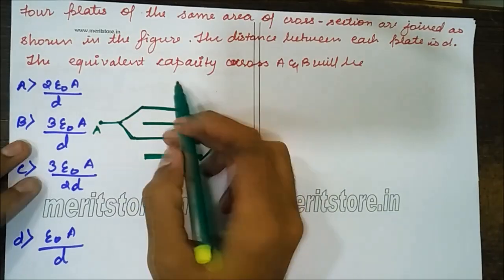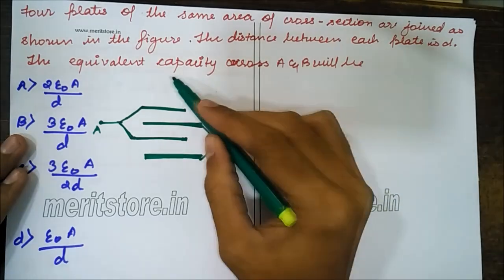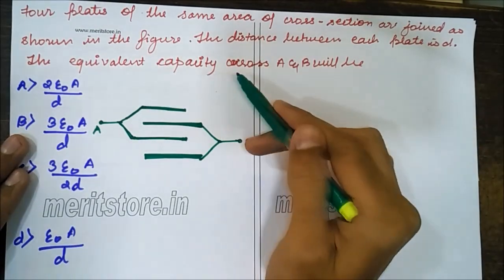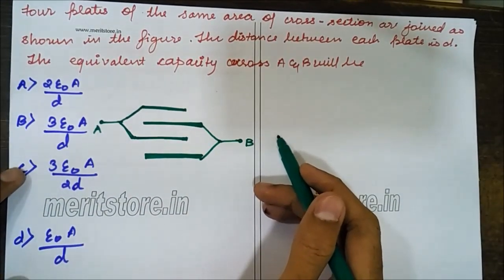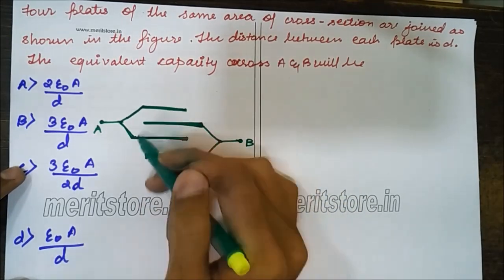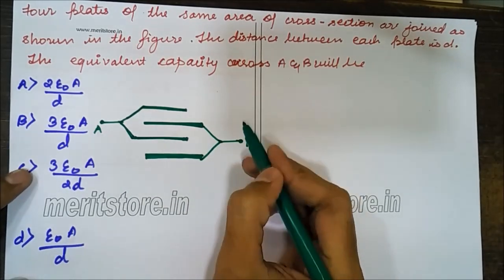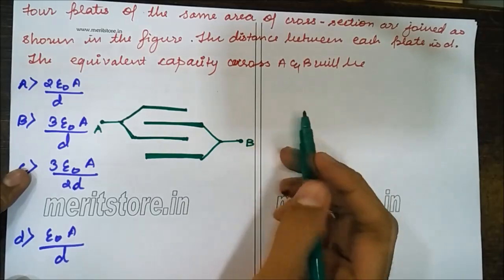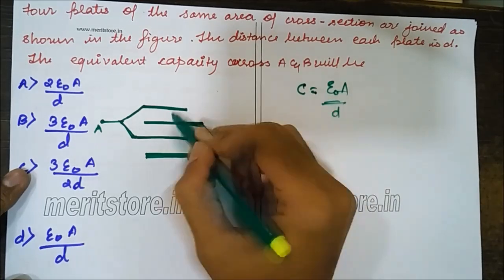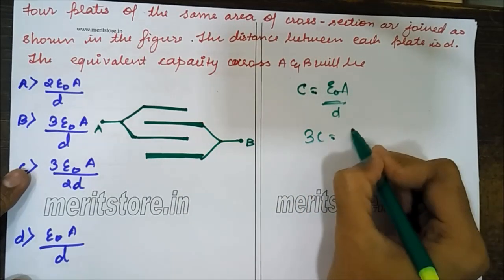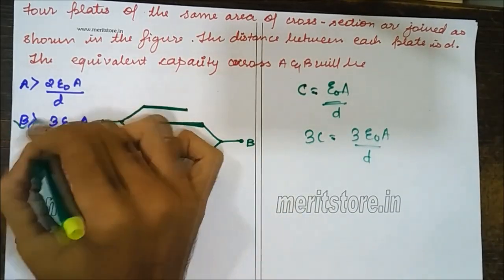The four plates of same area of cross section are joined as shown in the figure. The distance between each plate is d. The equivalent capacity across A and B will be? In this given arrangement, there is a parallel combination of three identical capacitors. For parallel combinations, all we have is C1 plus C2 plus C3. So that will be 3C, and C has a value of epsilon naught A upon d. So 3C is equal to 3 epsilon naught A upon d. So that will be option B.